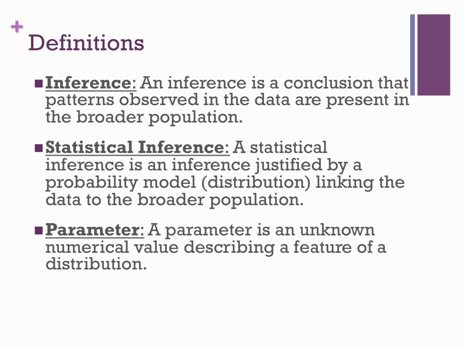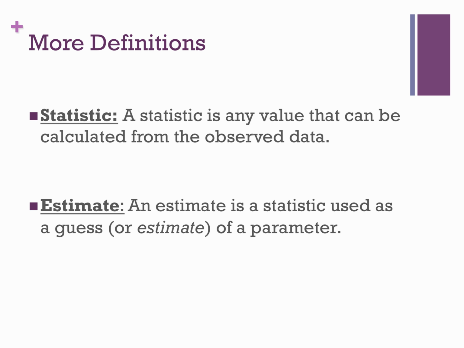We're going to make some inference. A statistical inference is an inference justified by your probability model or your p-value. So we can make this inference back to our population because of our statistical test. Our parameter is that unknown value describing the feature of a distribution. That's our proportion here. We'll use means in the future. Our statistic, remember, is just a value that can be calculated from the observed data.